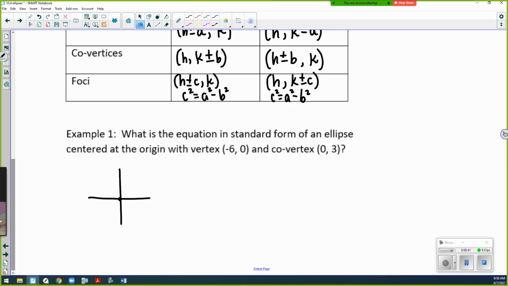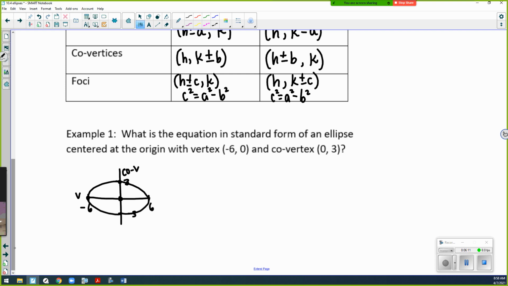So I'm centered at the origin. h and k will be 0, 0. I have one vertex over here at -6, 0. That's my vertex. And then my co-vertex is up here at 3, and that's a co-vertex. So here is one portion, like 1/4 of my ellipse. I can just use some symmetry and finish out 2/4, and then come over to +6, and there's the other half of my ellipse.